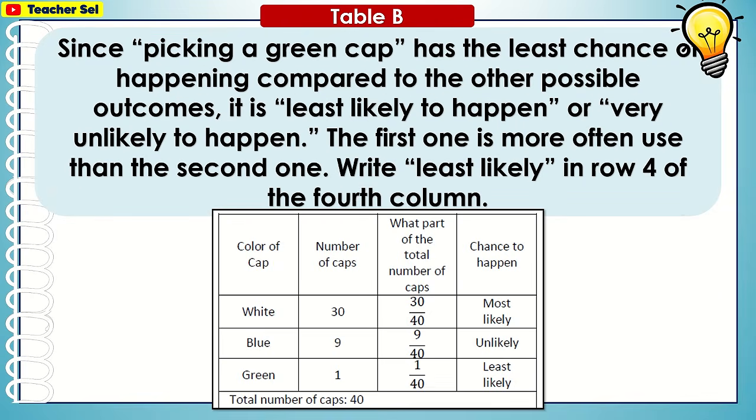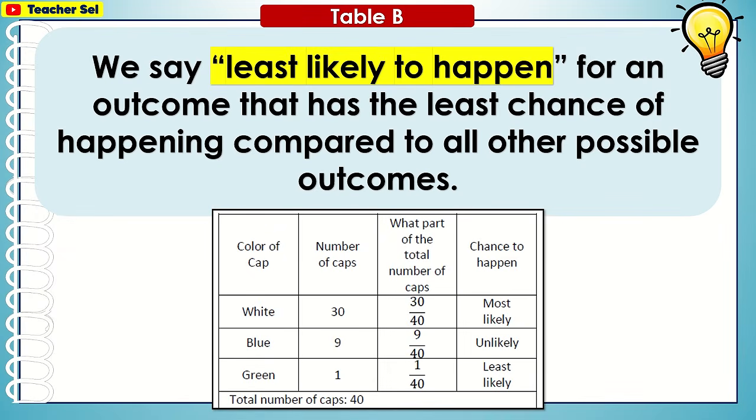Since picking a green cap has the least chance of happening compared to the other possible outcomes, it is least likely to happen or very unlikely to happen. The first one is more often used than the second one. Write least likely in row 4 of the fourth column. We say least likely to happen for an outcome that has the least chance of happening compared to all other possible outcomes.